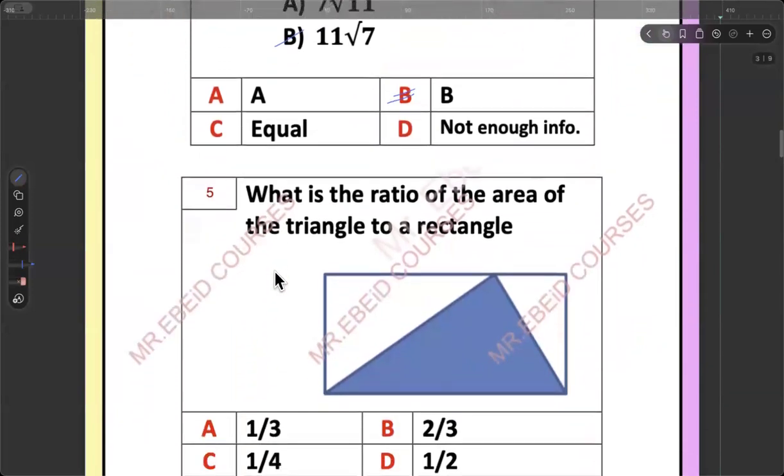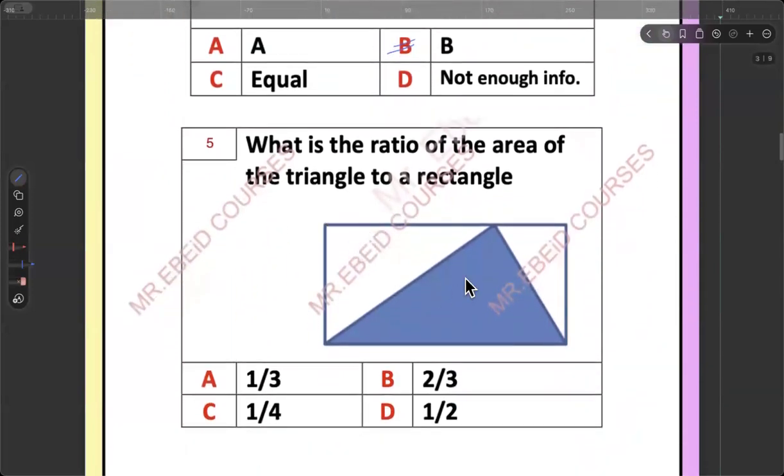For the next question, what is the ratio of the area of the triangle to the rectangle? If we have a triangle inside the rectangle, and the base of the triangle is the same side of the rectangle, and the opposite vertex lies on the opposite side like this, then the area of the triangle equals half the area of the rectangle. For example, if the area of the rectangle equals 50, the area of the triangle will be half, which is 25. Now, if you would like to find the ratio between the area of the triangle and the area of the rectangle, it will be 1 to 2.